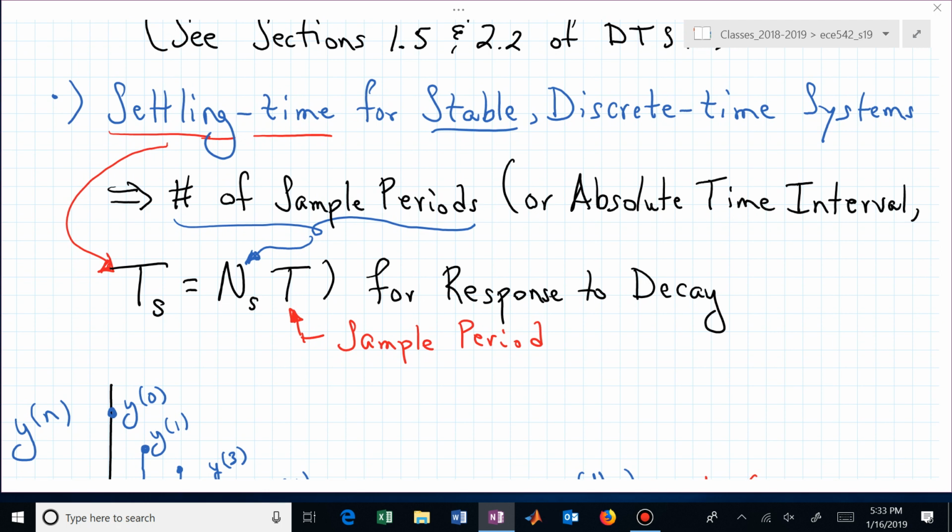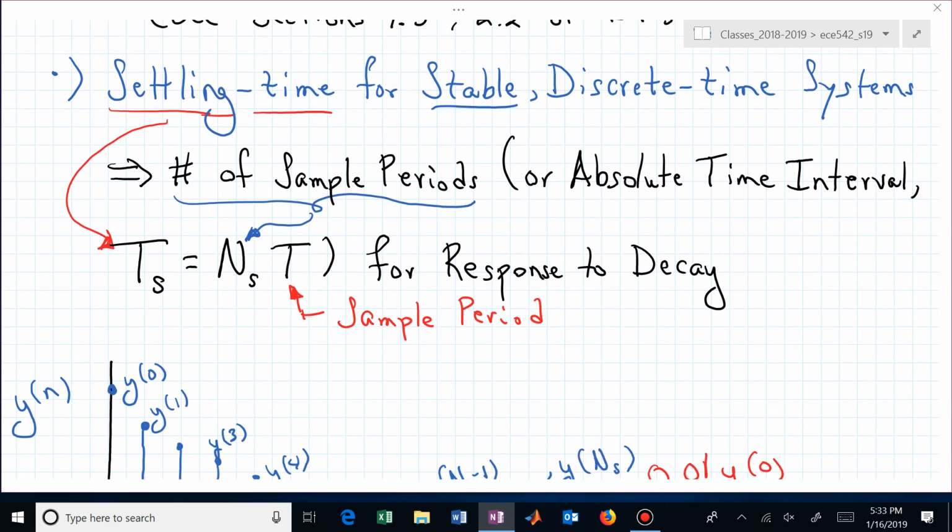We'll then talk about settling time for stable systems. If we have an unstable system, our system is not going to settle, but we can speak of a settling time for a stable system, and we'll do that for discrete time systems. And you have to kind of ask or figure out what is being asked. If I say how many sample periods, then I'm asking for capital N sub S in terms of settling time. Or I may actually want the absolute time interval. If that's the case, then you simply multiply capital N sub S by the sample period T to obtain the actual or absolute time interval, capital T sub s, which is the settling time.